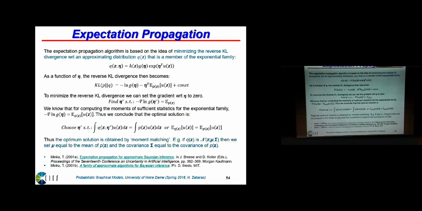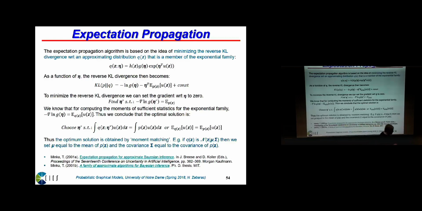You get that? Okay. So we want to find the parameter theta that minimizes this reverse KL divergence. So you're going to take the derivatives with respect to eta and set them equal to zero. So you're going to have the gradient of this term with respect to eta. And this will give you the expectation of U of Z with respect to P of Z. And obviously I forgot to put the expectation brackets around U of Z here. So the optimal theta is such that minus the gradient of the log of G is the expectation of U with respect to the exact P of Z, and the exact P of Z, of course, is not known.